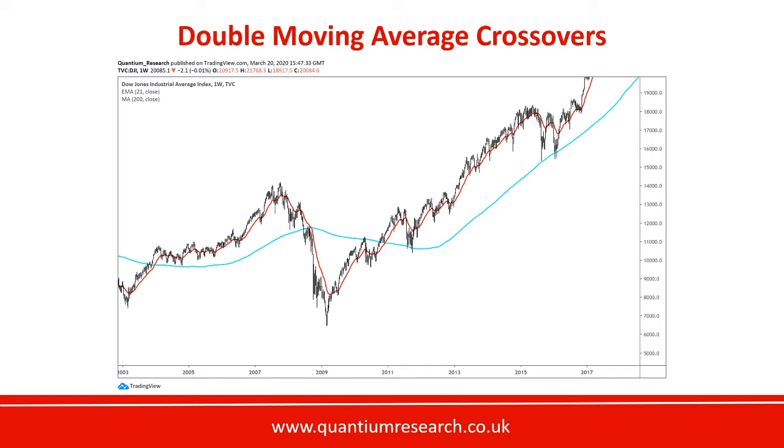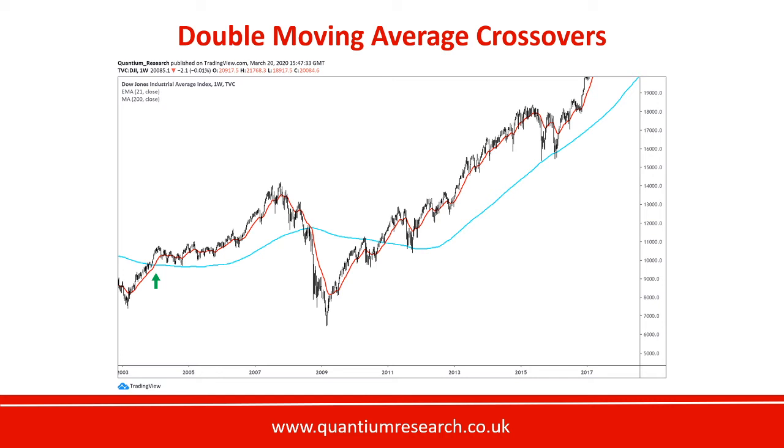A shorter moving average crossing over a longer one is quite bullish. When a short-term moving average crosses below, rather, is quite bearish. Let's give an example with the graph we have here of the Dow Jones Industrial Index.